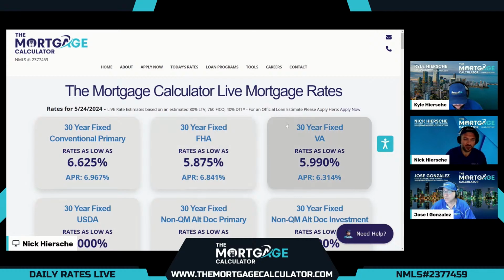Now moving on to our VA option. 30-year fixed VA is only for our eligible vets and active service members. If you are, definitely a great option. Rates today as low as 5.99. Final APR is 6.314. Notice the APR is much lower than any of the other programs. That's why the VA program is the best. If our customers do qualify, definitely recommend to take advantage.